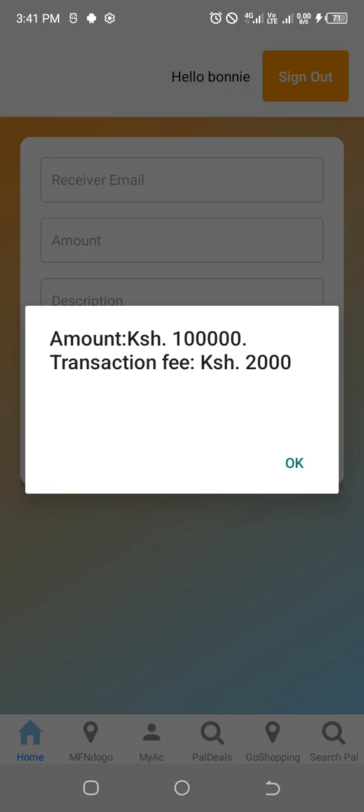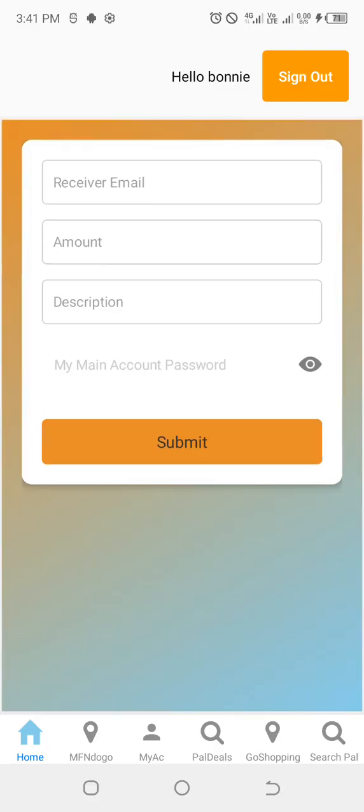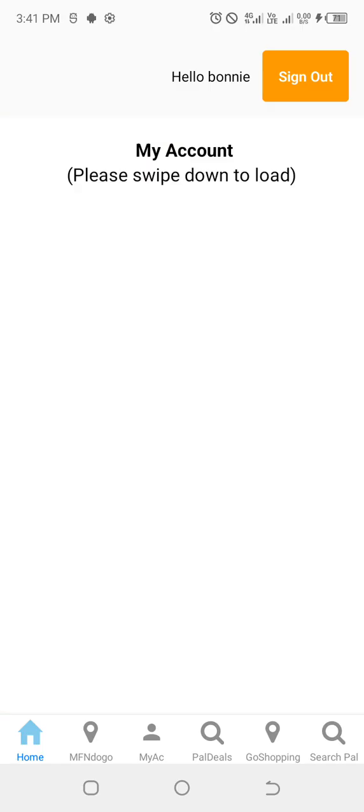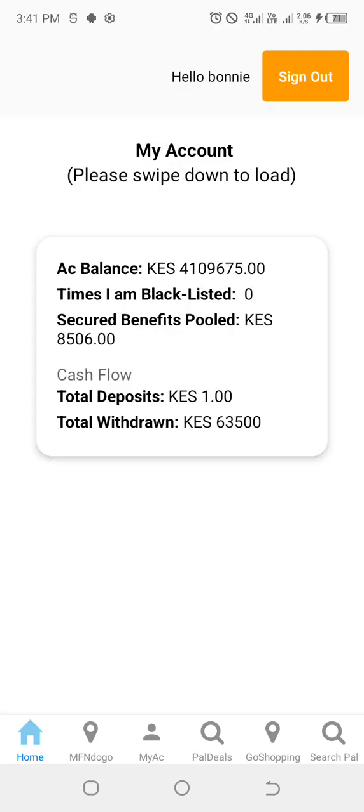But then this 806, we were charged 2,000 to send this money, and we are saying 25%, that will be 500. So we want to see if it will change by 8506. Okay, the pooled benefits. So those are the two parts we want to see. So let's view the main account, and balance is 41,09675. That is correct. The pooled benefit, now it has gone up by 500. You remember it was 8,006.